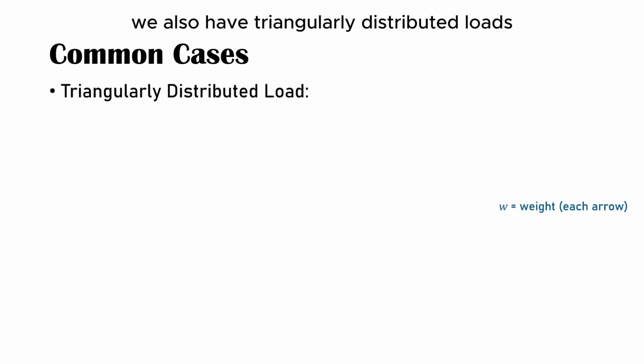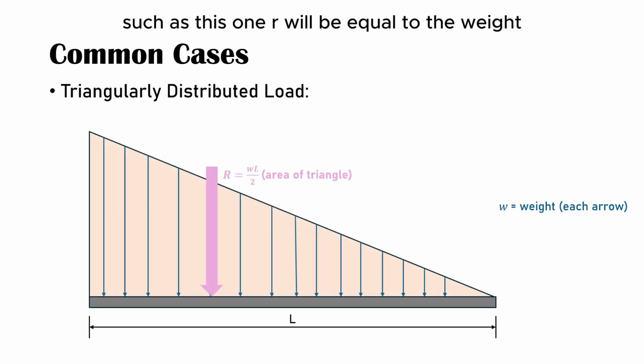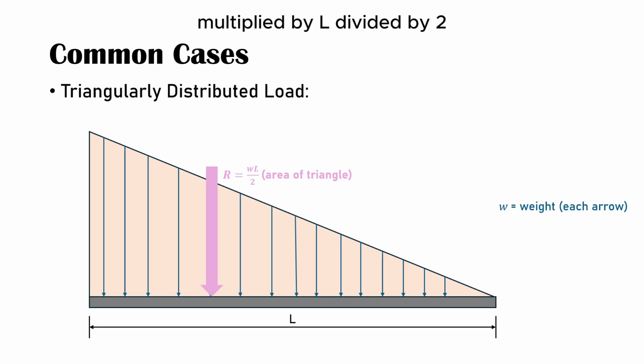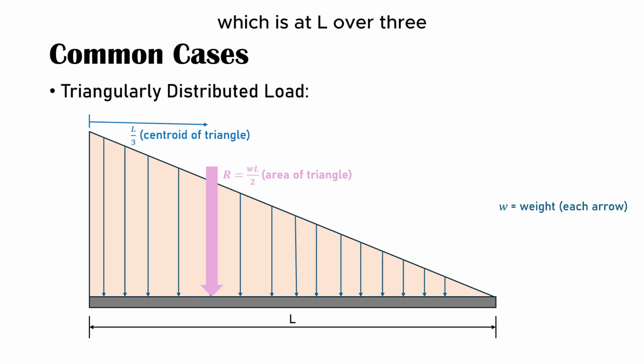We also have triangularly distributed loads, such as this one. R will be equal to the weight multiplied by L divided by 2, which is the area of the triangle. It will be located at the centroid of the triangle, which is at L over 3.